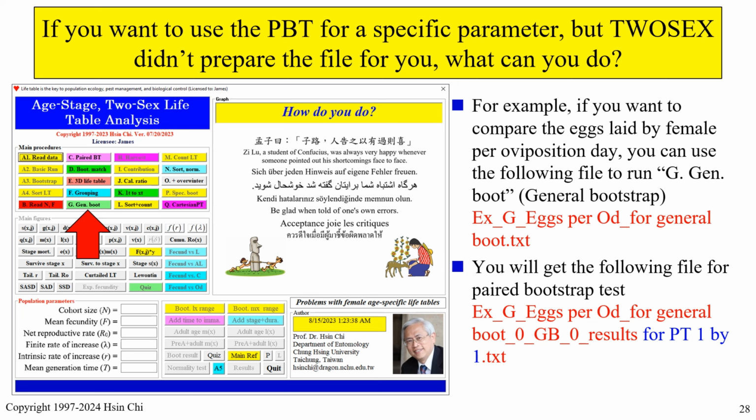If you want to use the paired bootstrap test for a specific parameter, but TwoSix didn't prepare the file for you, what can you do? For example, if you want to compare the eggs laid by female per oviposition day, you can use the following file to run G, general bootstrap, xgxprod for general bootstrap. You will get the following file for paired bootstrap test. xgxprod for general boot 0gb0 results for pt 1 by 1.